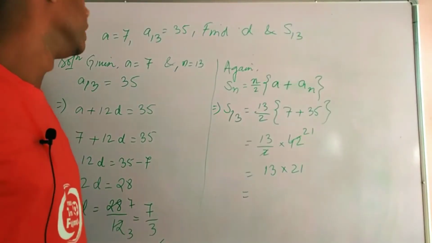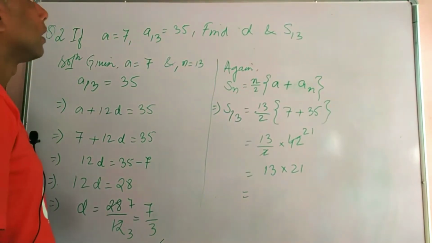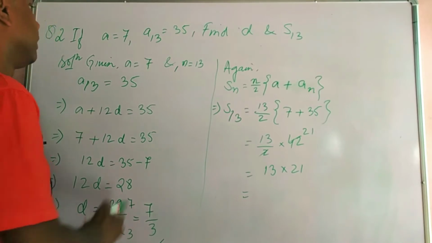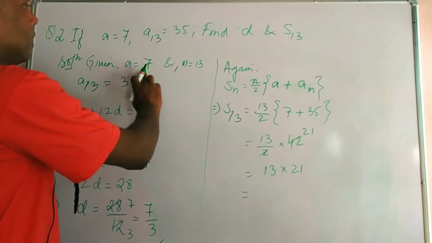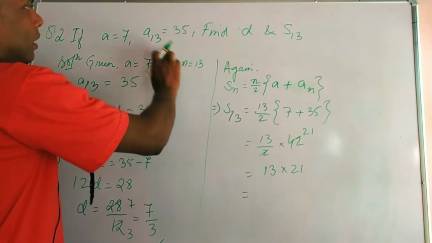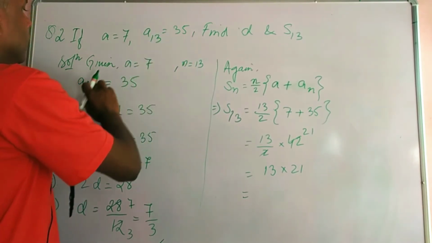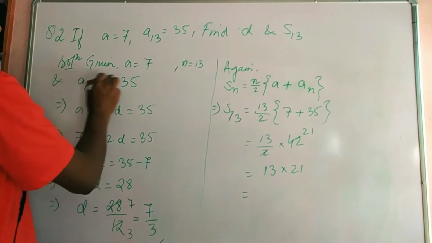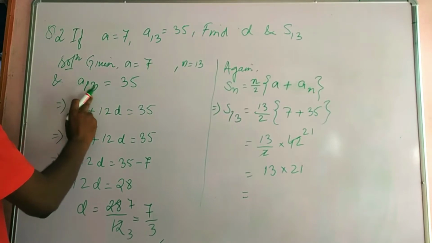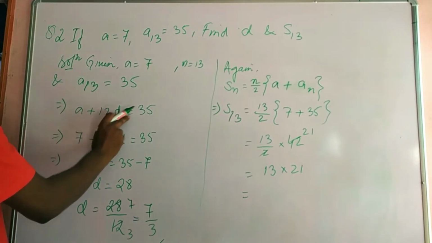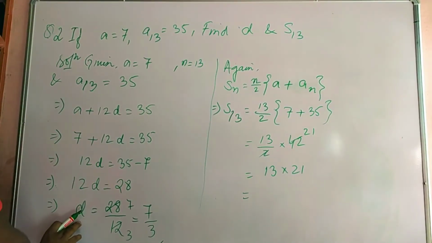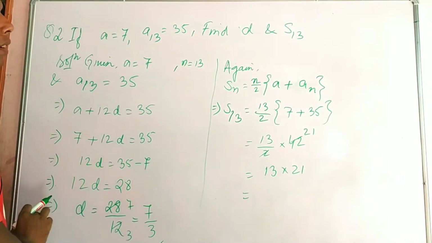Our next question is, if a equal to 7, a13 equal to 35, find d and S13. Given a equal to 7, n equal to 13, and a13 is 35. So we shall use a13. 1 less than 13 is 12d. So a plus 12d is 35. By calculation, we find the d value as 7 by 3.